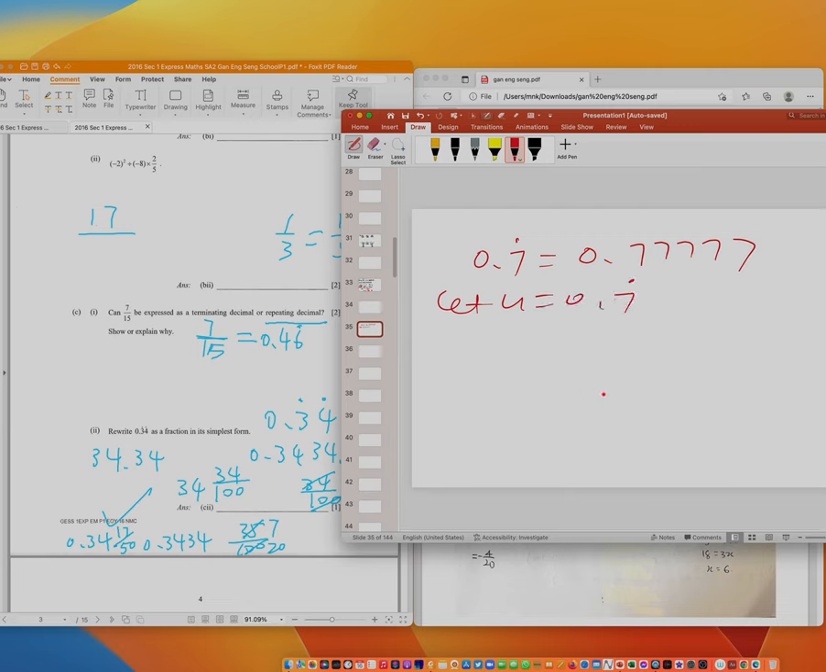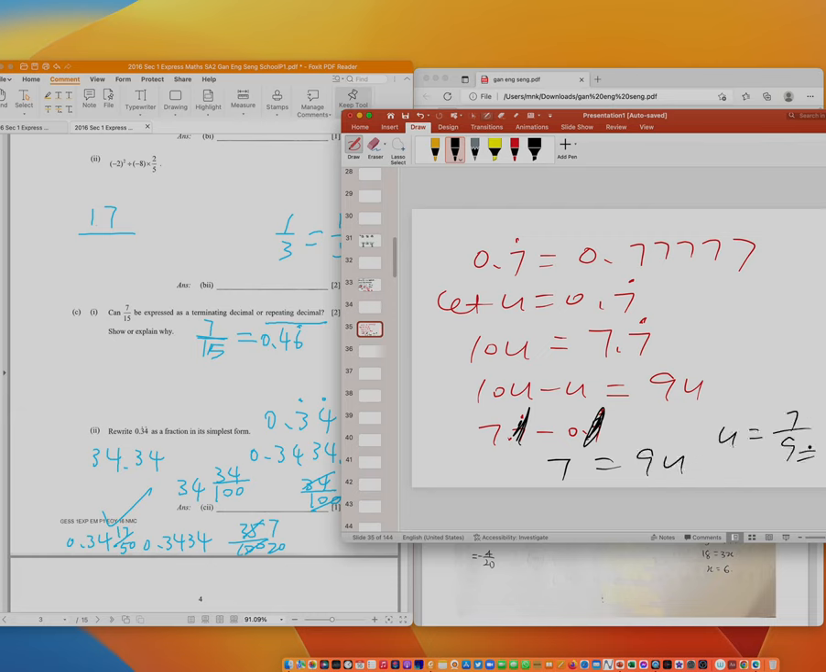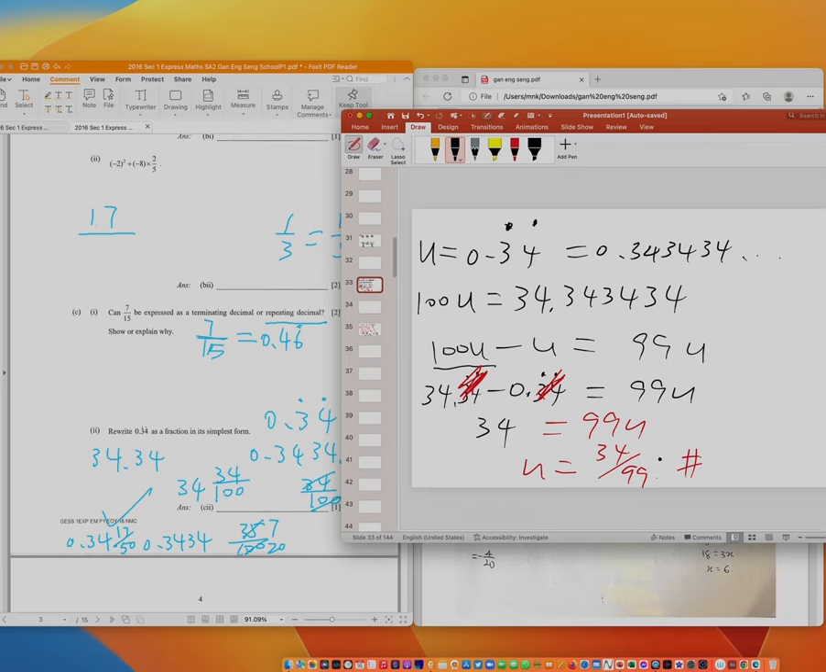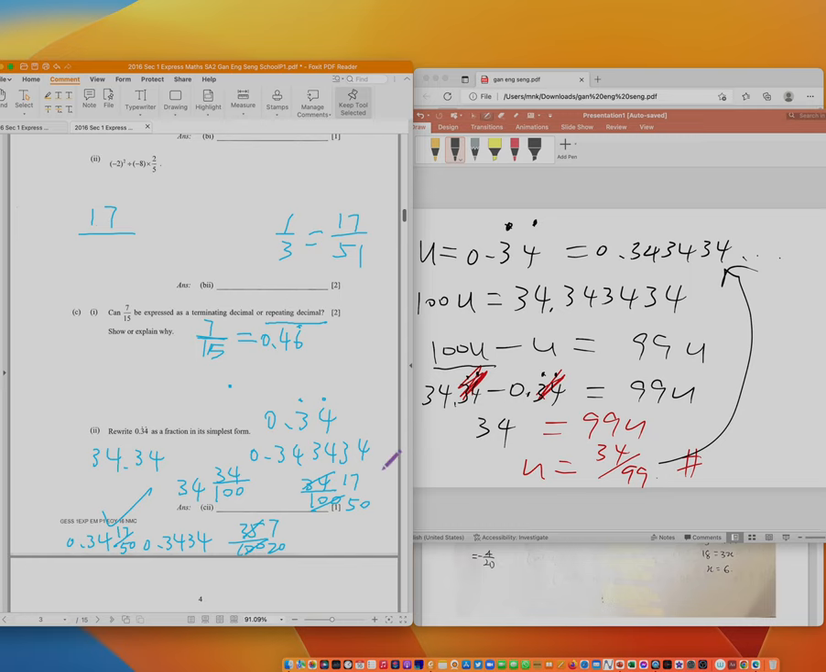In this case, you don't times 100, you times 10 is enough. 10u is going to give you 7.7 repeating. So 10u is enough, no need 100. Just now it was 100 because there were two repeating digits. So all you need to do is 10u minus u, which gives you 9u. In terms of the value, it will get rid of the repeating part and give you 7. So u is equal to 7 over 9. This is the fraction that represents this. Yes, that's how you do it. I think we practiced this question the other time.